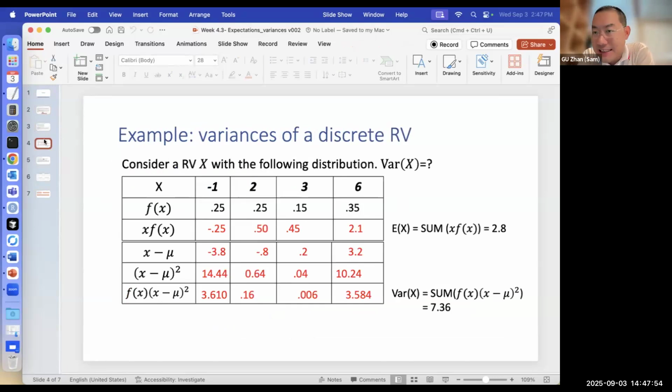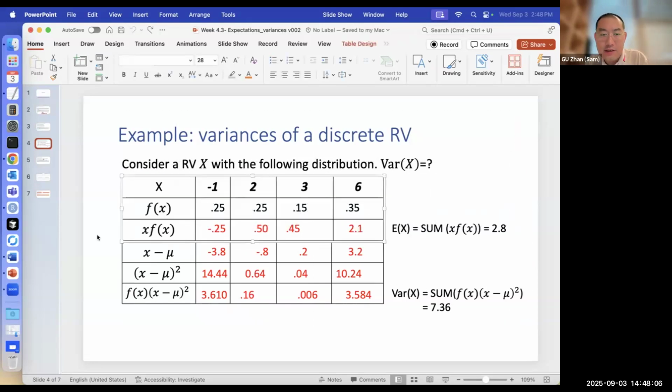Here is the example. X is -1, 2, 3, 6, so there are 4 values. The probability is provided to you here. Then x times f(x): x1 times f(x1), x2 times f(x2), x3 times f(x3), and so on. The expected value E[X] is the sum of these 4 numbers. You get 2.8, so that's the mu value.